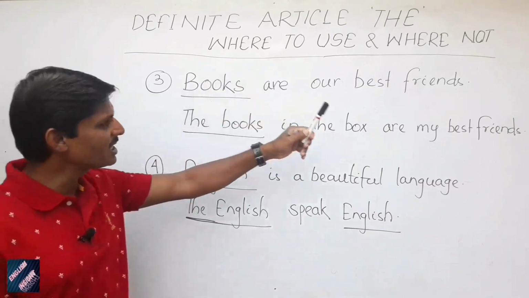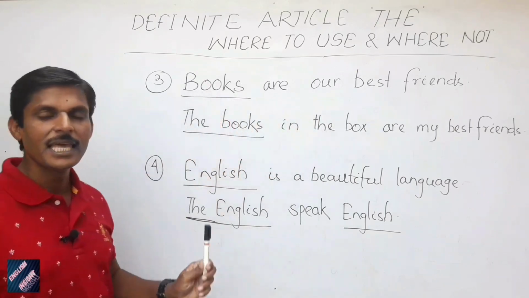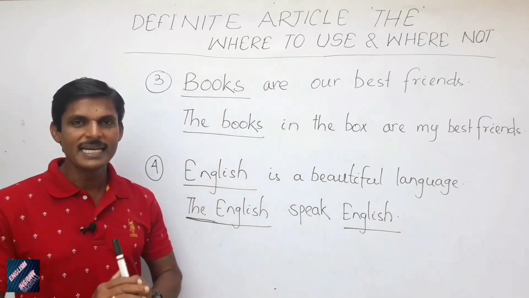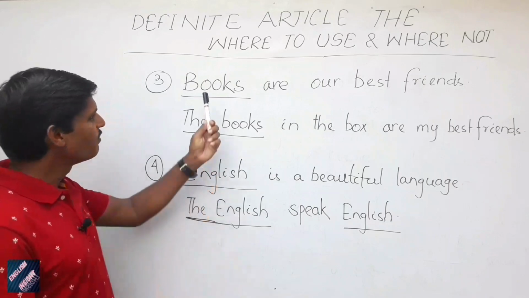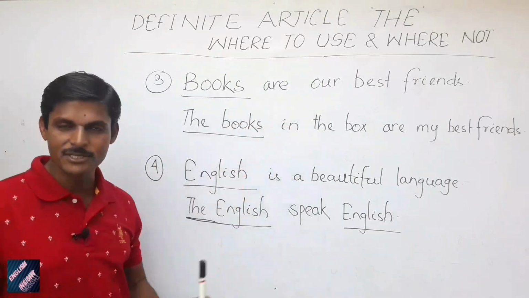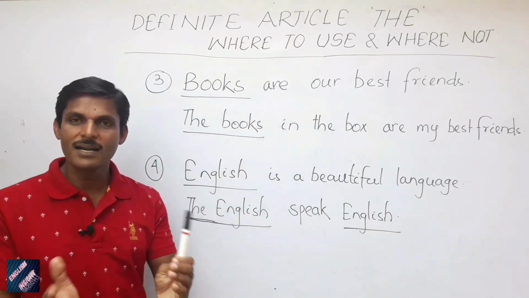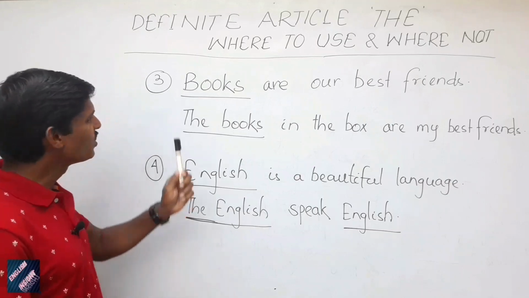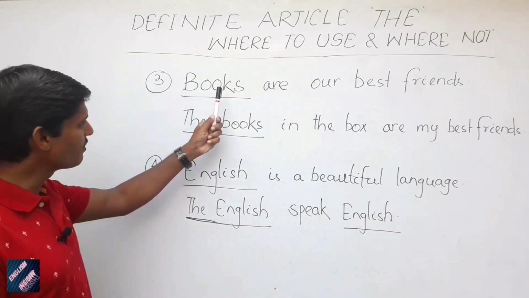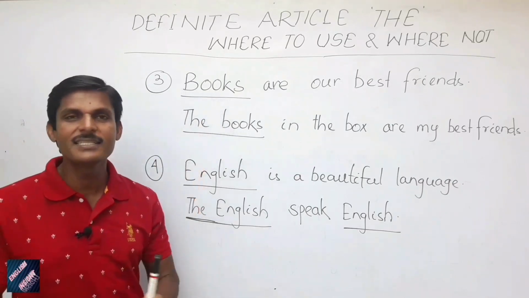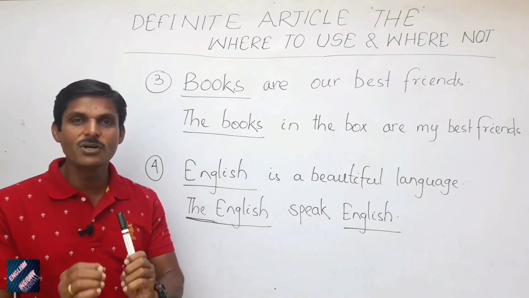Books are our best friends. Books is a plural countable noun. It is used in a general sense. It means generally books are our best friends. So, the is not used because here books is used in a general sense. So we should not use the before the word.